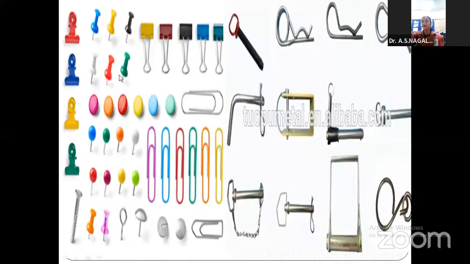Have you found any similarity or dissimilarity in this picture? Can you tell me?